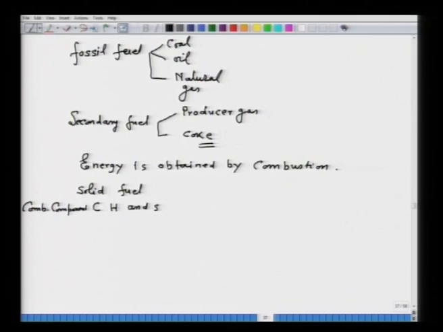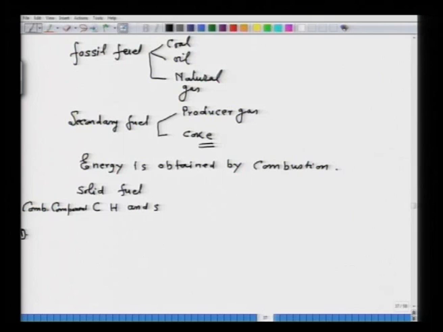That means they will combust and release the amount of energy contained in the fuel in the form of products of combustion, whereas diluents, or sometimes they are also called incombustible components, are nitrogen, oxygen, ash and moisture. So, A stands for ash and M stands for moisture.